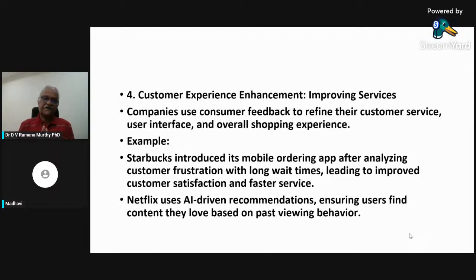They refined their store atmosphere as such. Then Netflix uses AI-driven recommendations. I have already given you this information earlier also. Netflix tracks the viewing behavior of the consumers, what type of movies they watch, and all that. And there are AI-driven, artificial intelligence-driven, personalized recommendations based on past viewing behavior.